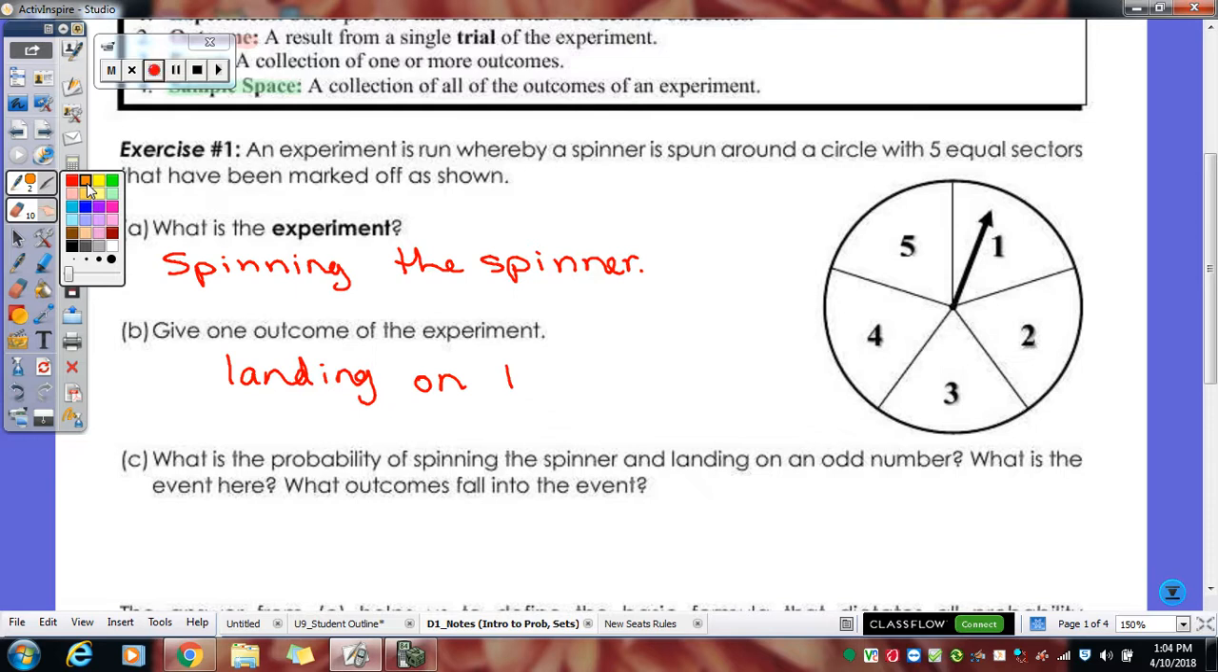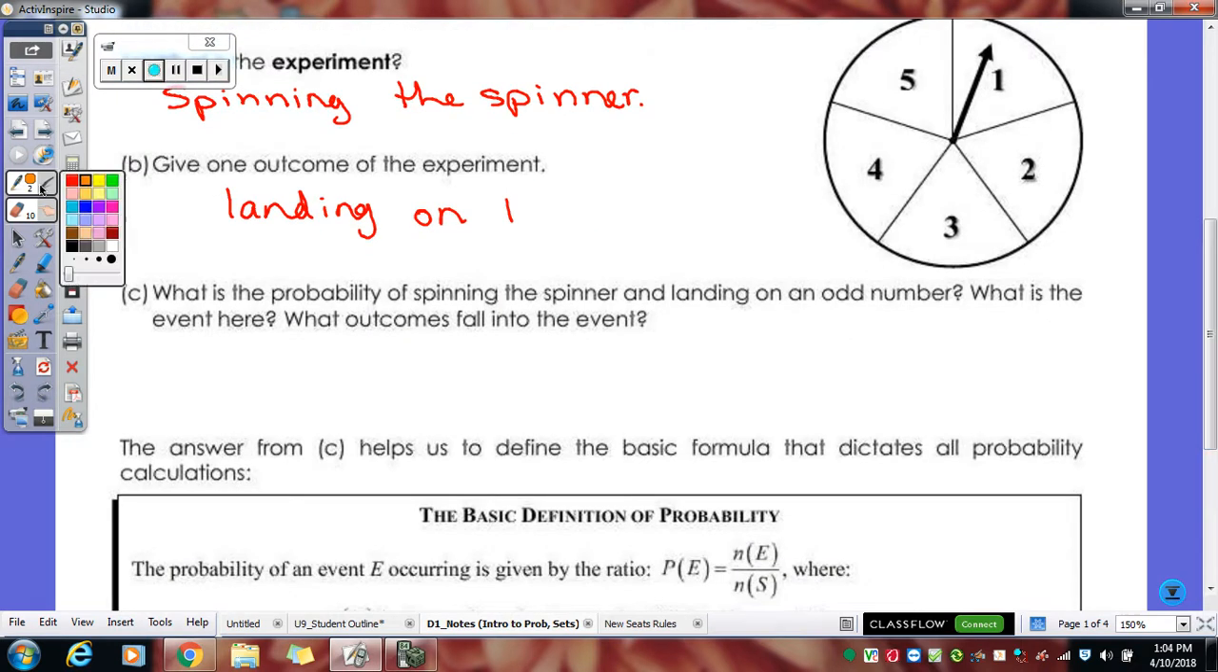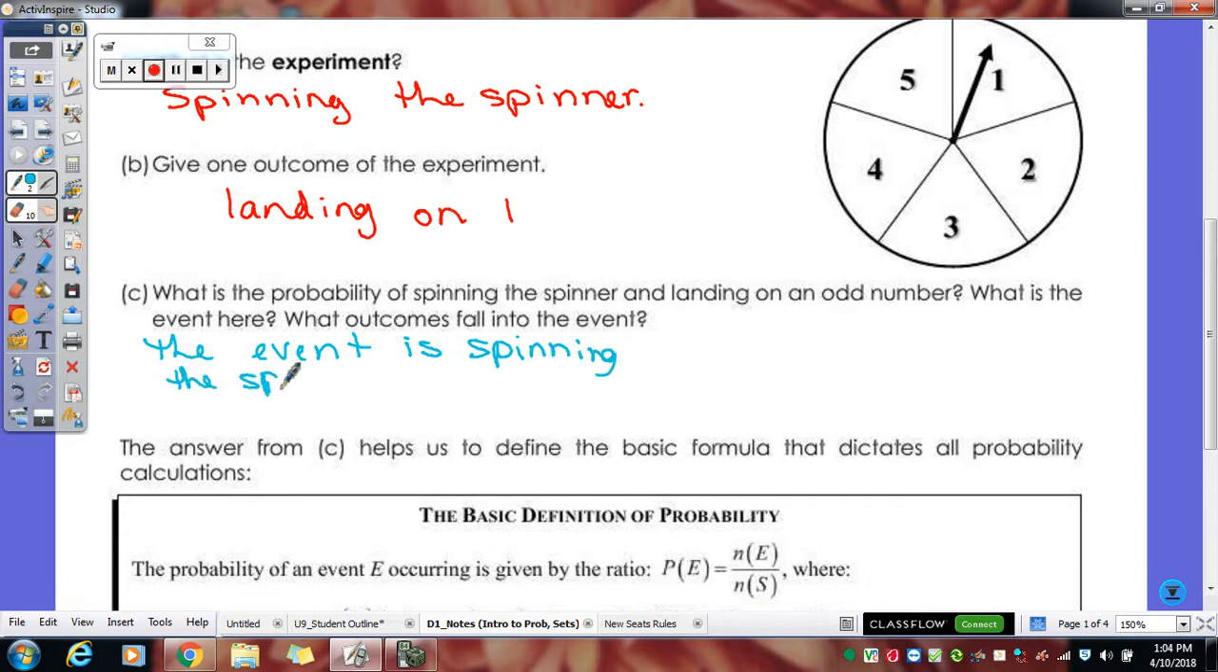What is the probability of spinning the spinner and landing on an odd number? What is the event here? What outcomes fall into the event? So let's answer the question about the event. So the event is spinning the spinner and landing on an odd number.